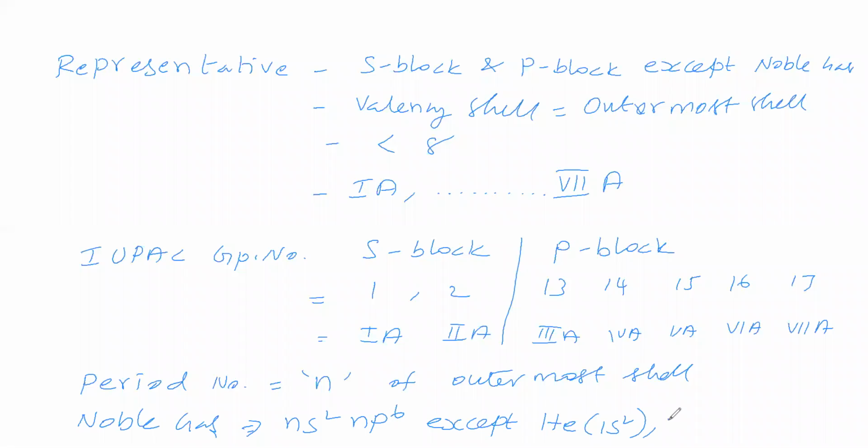Here the European group number is 0 group. IUPAC group number is the 18th group. It is the last group. Noble gases we have to find like this. Period number is found the same way for whatever the element. Okay. Next we'll see transition elements. Transition elements means all the D block elements except the zinc family.